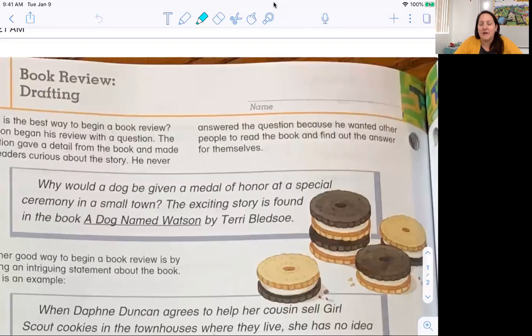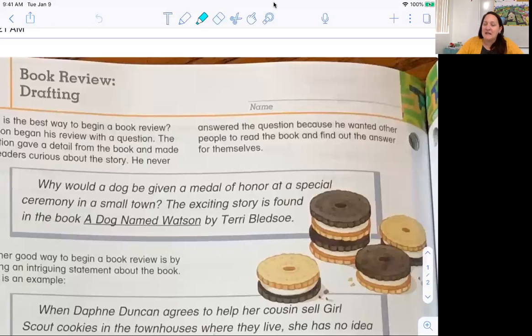Why would a dog be given a Medal of Honor at a special ceremony in a small town? He never told him, but that's a good question, right? The exciting story is found in the book, A Dog Named Watson by Terry Bledsoe. So what you could do is start your book review with a question. What would you do if you were stuck in an inn all summer and met an old man who flew kites and had a grandfather who didn't know God? Right? You could do something like that and you could ask a question.